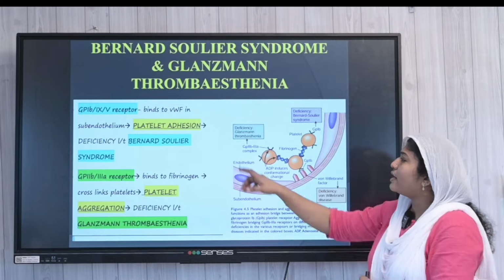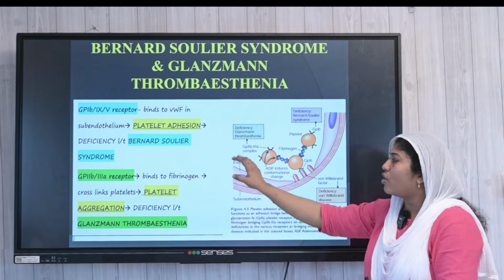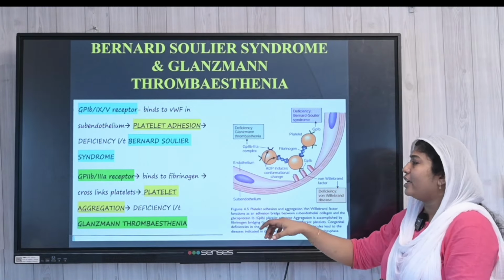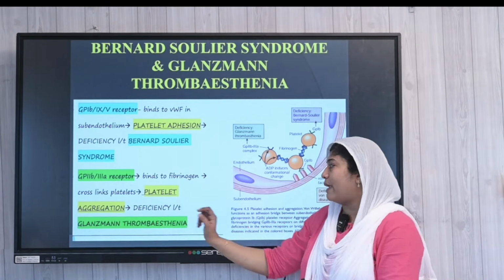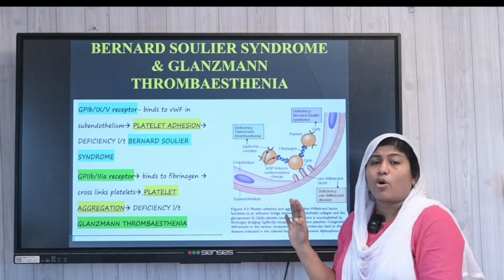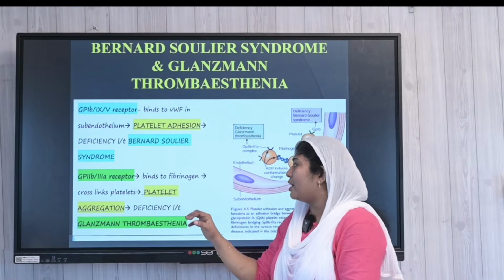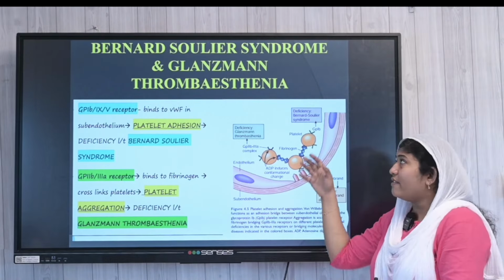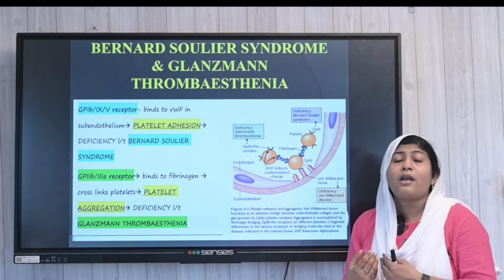Bernard-Soulier syndrome is a problem related to platelet adhesion. This condition mainly occurs due to the deficiency of the glycoprotein 1b receptor. The second condition, Glanzmann thrombasthenia, is a problem in the aggregation of platelets. Here the platelet has the 1b receptor, which is okay, but the 2b and 3a complex is deficient, meaning they cannot attach to fibrinogen, resulting in bleeding. Overall, patients with these two conditions definitely have prolonged bleeding.